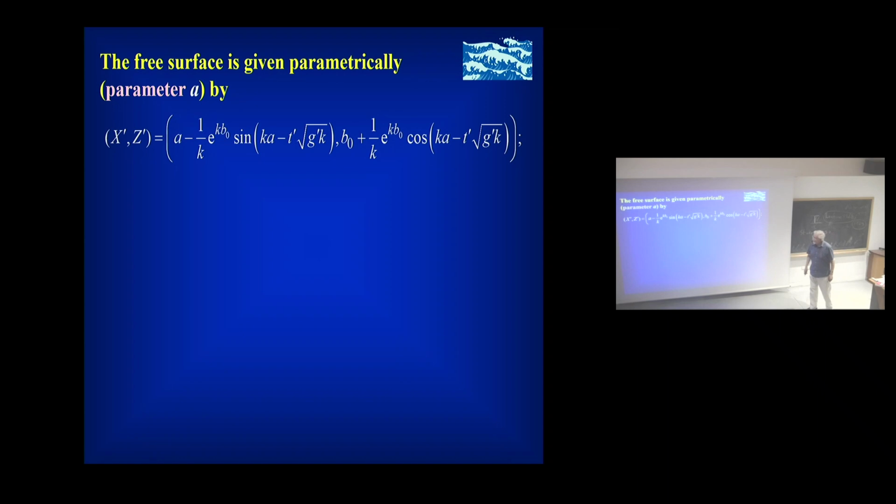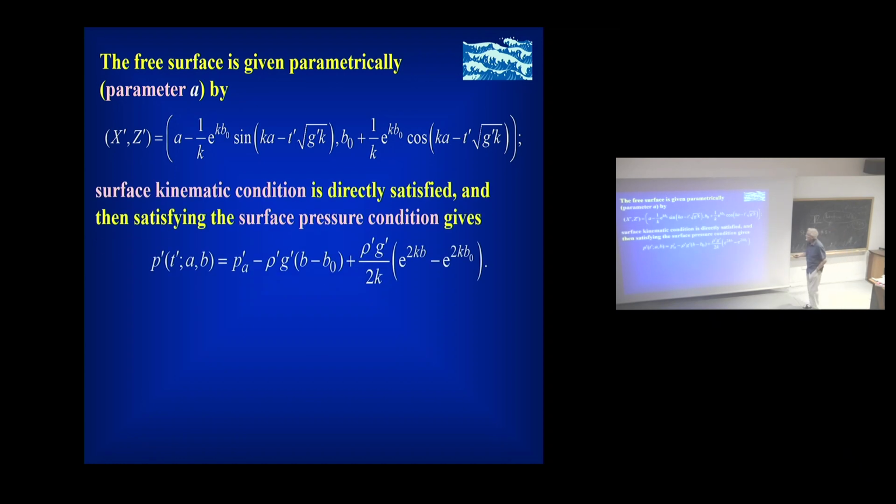Okay. Now we do. So the free surface is given parametrically by that. In other words, if you just evaluate at the free surface, that is what you get as the expression for the free surface, in terms of the two parameters, A and B, and the free surface is denoted by the value B equal to B naught. The surface, that's the pressure condition. The surface kinematic condition in that formulation is automatically satisfied.